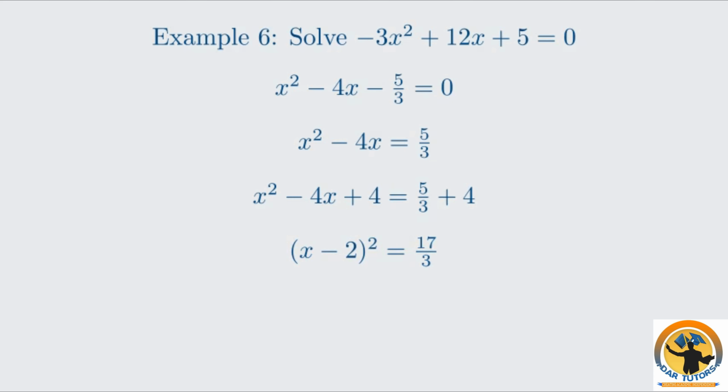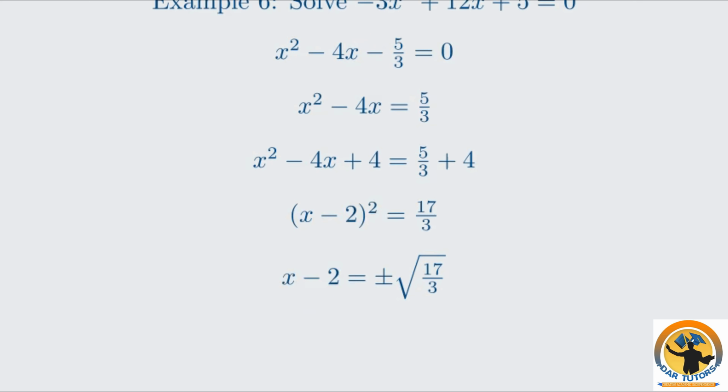Step 5. Take the square root of both sides. X minus 2 equals plus or minus the square root of 17 over 3. Step 6. Isolate x. We can also rationalize the denominator. Adding 2 to both sides gives x equals 2 plus or minus the square root of 17 over 3. Rationalizing gives x equals 2 plus or minus the square root of 51 over 3.